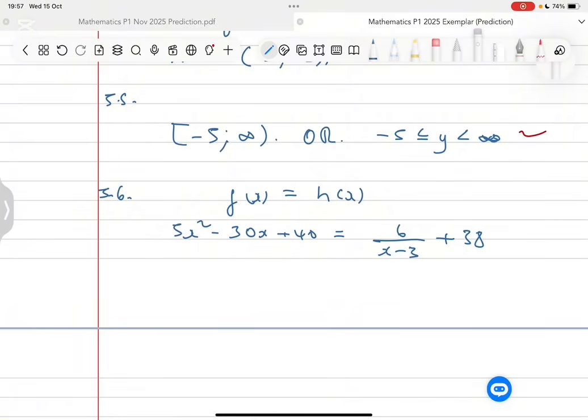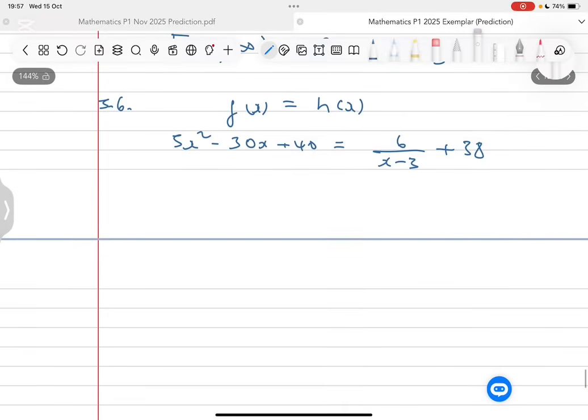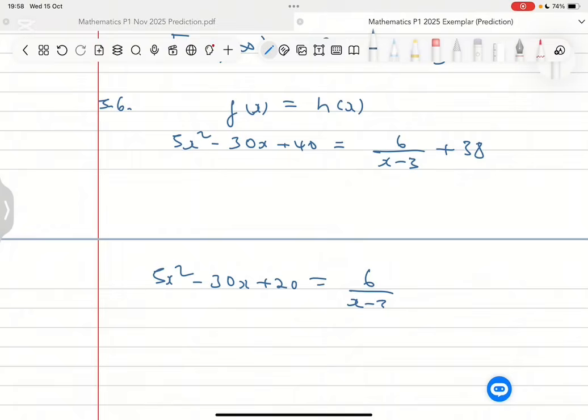Now let's go and solve this. Well, the first thing that comes to me naturally is to take the 38 to this side so that I have 5x squared minus 30x, and here 40 minus 38, which gives me a 2. So here I'm going to have a 2, and this side I'm left with 6 divided by x minus 3.